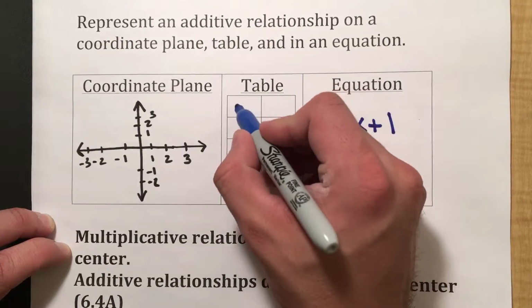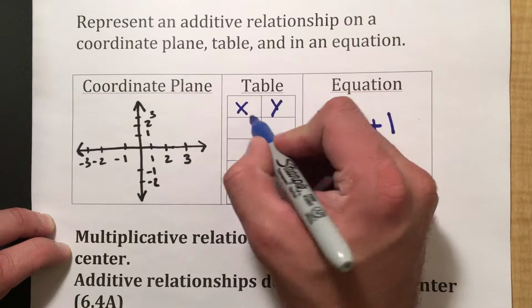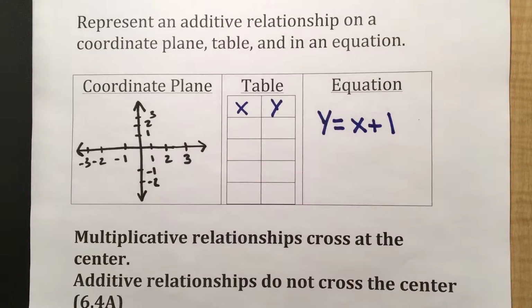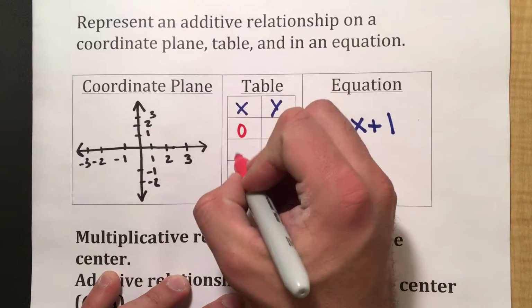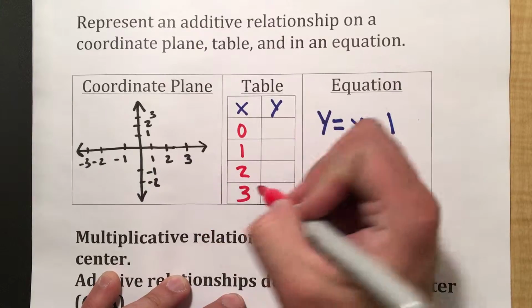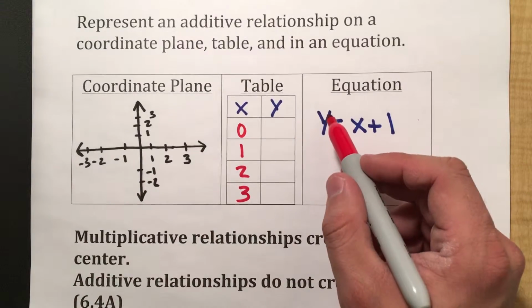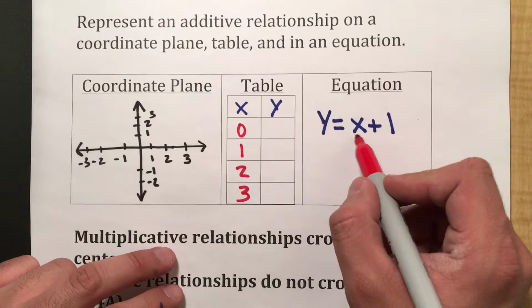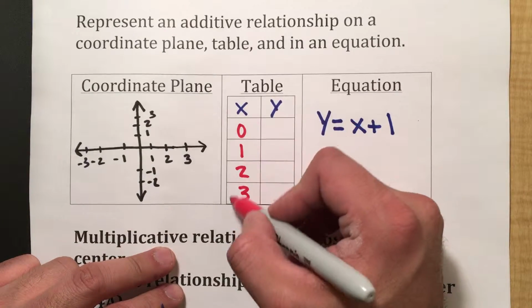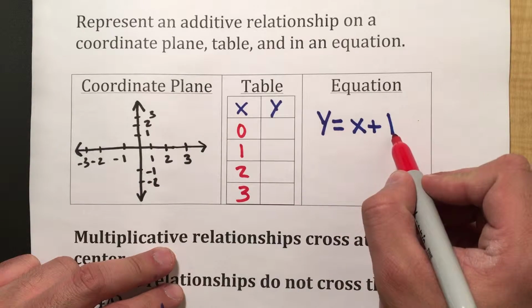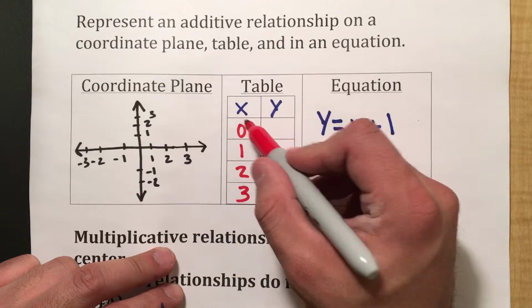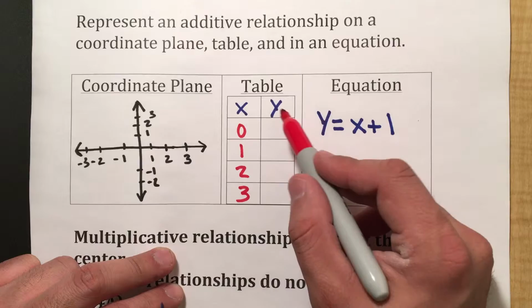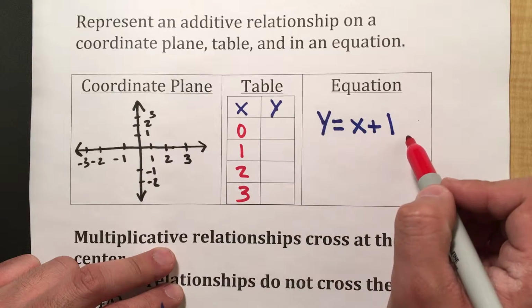Let's make up some numbers for our x and y values. I'm going to make up some x values starting with 0. This is 0, 1, 2, and 3. Here it's saying that y is equal to x plus 1. So we're going to add 1 to all of our x values. Do you guys see that? Because the value of y is equal to x plus 1.